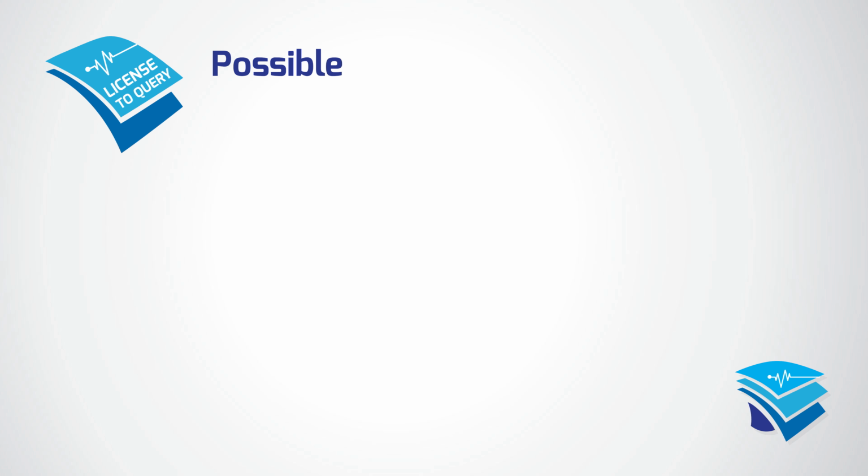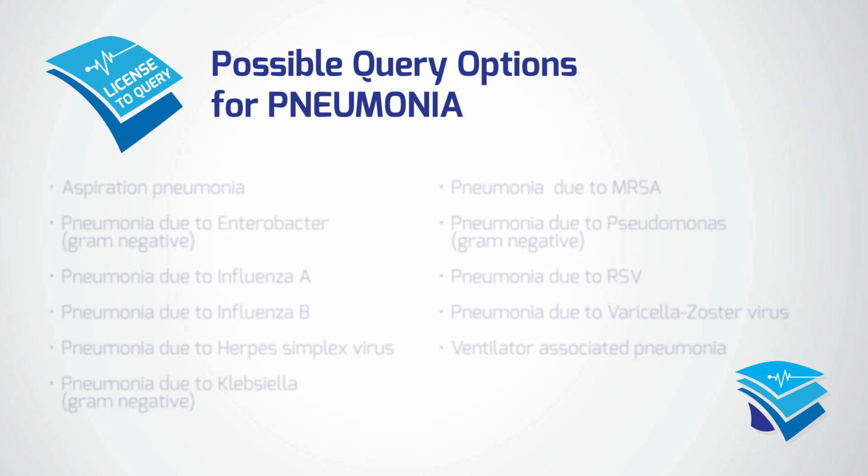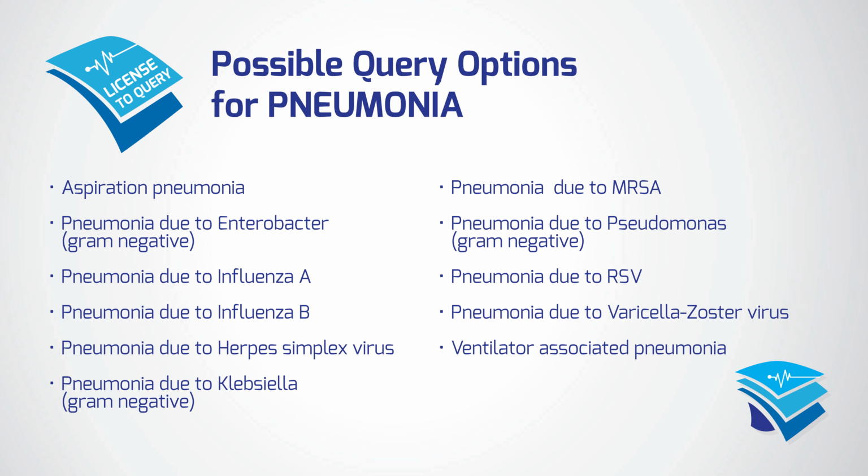Possible query options for pneumonia include aspiration pneumonia, pneumonia due to Enterobacter gram-negative, pneumonia due to influenza A, pneumonia due to influenza B, pneumonia due to herpes simplex virus, pneumonia due to Klebsiella gram-negative, pneumonia due to MRSA, pneumonia due to Pseudomonas gram-negative, pneumonia due to RSV, pneumonia due to varicella zoster, ventilator-associated pneumonia.